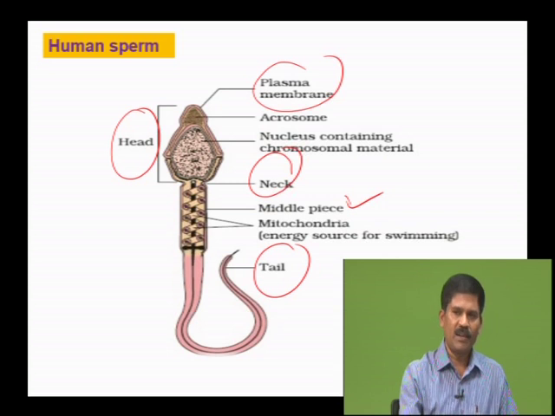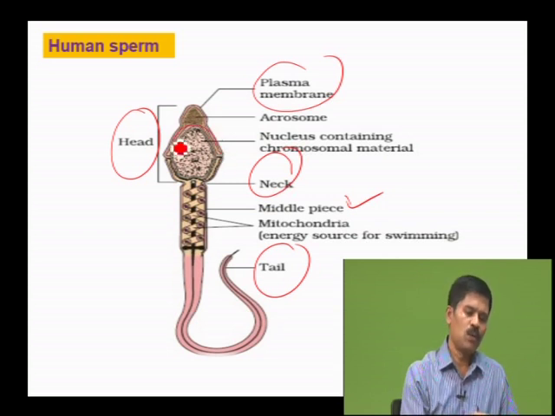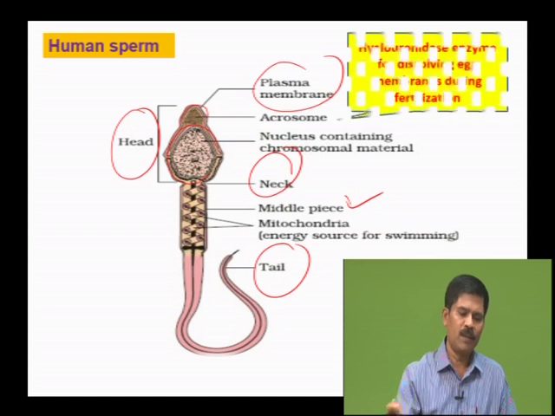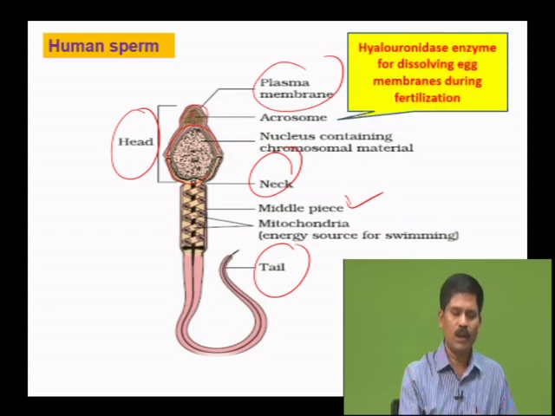The head is the anterior or proximal part of the sperm. It is somewhat oval shaped. Over the head there is a cap-like structure. This is known as the acrosome. This acrosome is filled with enzymes known as hyaluronidase enzyme, which plays a vital role at the time of fertilization. They are meant for dissolving egg membranes during fertilization. Therefore, the acrosome helps the sperm to penetrate into the ovum during fertilization.